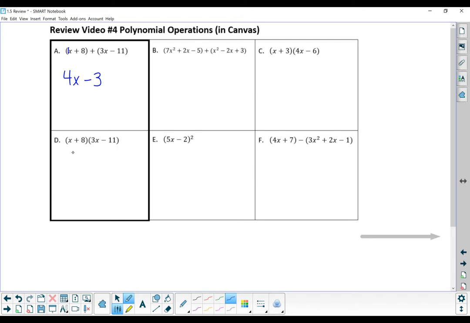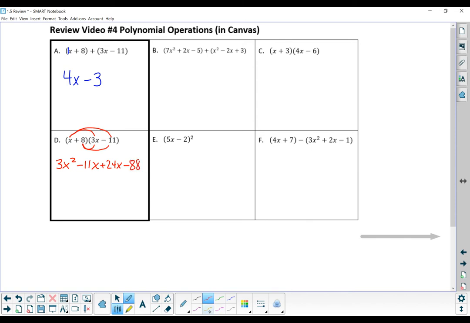The one below it, D, the same 2 polynomials, but this time we are multiplying them. So we need to distribute. We're going to start by distributing our x. That will give me a 3x squared and a negative 11x. And now I'm going to distribute the 8. So 8 times 3x is 24x. And 8 times negative 11 is negative 88.